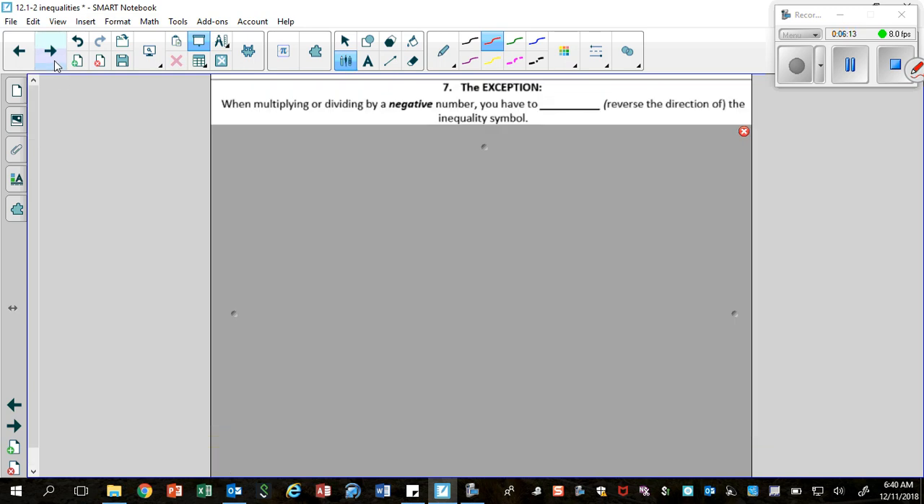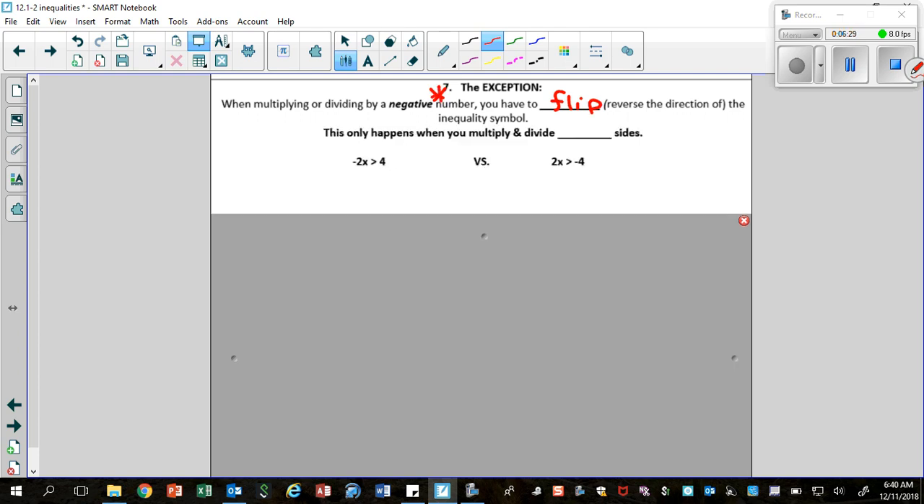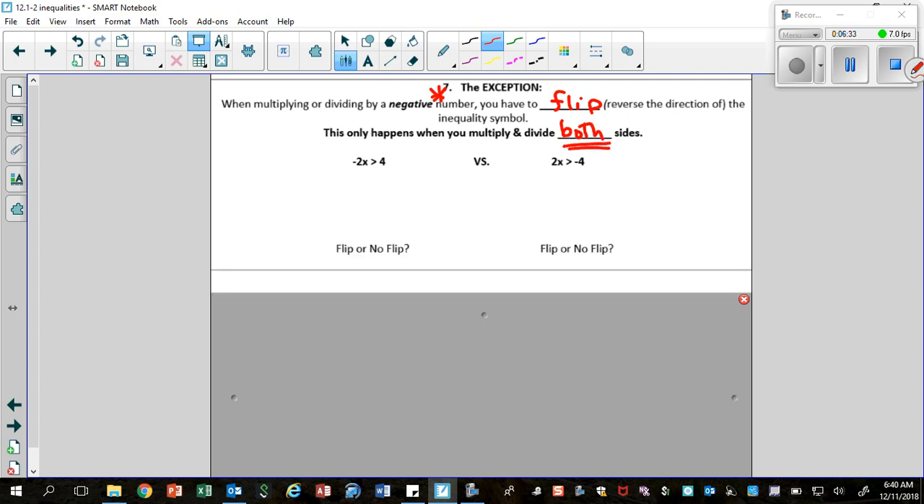Now, there is an exception, of course. When you are multiplying or dividing both sides by a negative number, you have to flip the inequality symbol. Very important. And again, this only happens when you're multiplying or dividing both sides by a negative number, excuse me.